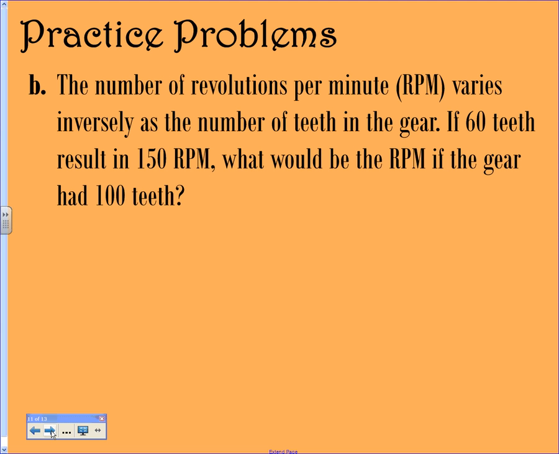So the number of revolutions per minute, RPM, varies inversely as the number of teeth in the gear. That is a true inverse variation. So they like to use that one. If 60 teeth result in 150 RPM, what would be the RPM if the gear had 100 teeth?